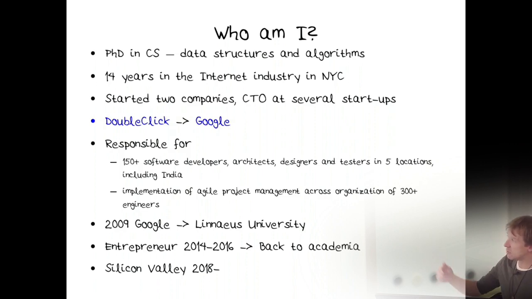And there, I was responsible for about 150 technical people. I was responsible for implementing agile project management across the organization. And then in 2009, I left Google. And I moved from Brooklyn to Växjö. And people are scratching their heads, you know, really. Why would you do that?